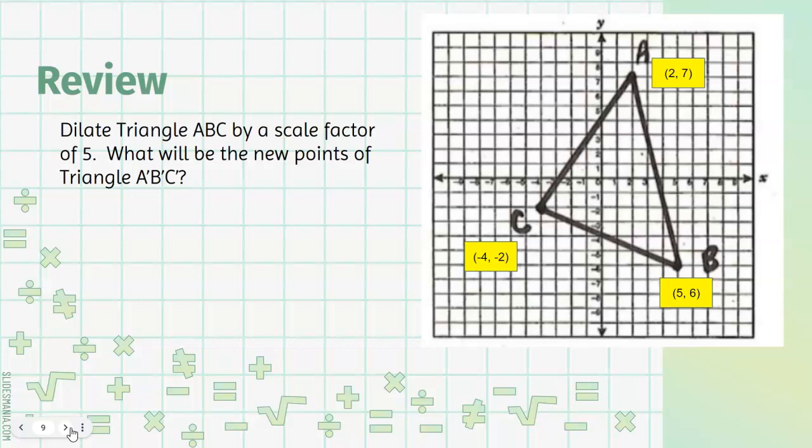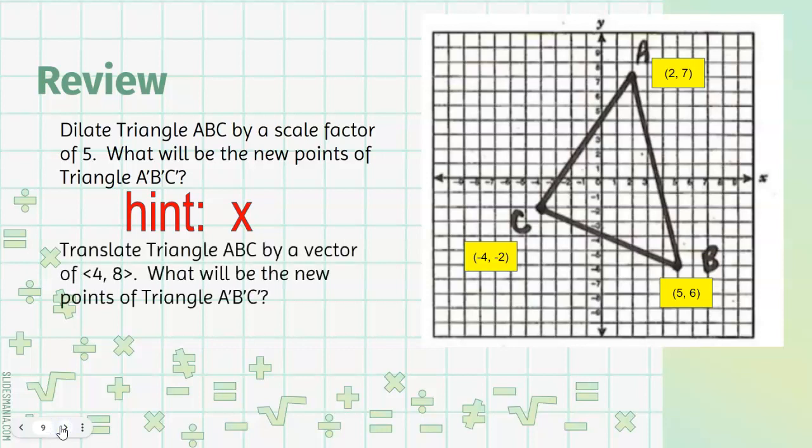So remember that when you dilate any shape by a scale factor, you will be changing the size of it. And in order to do that, remember you have to multiply. So if I would take points 2, 7 for letter A, knowing that this is my scale factor of 5, I'd have to multiply 2 by 5 and 7 by 5. 2 times 5 is 10. 7 times 5 is 35. So we're just multiplying. And we would do that for every single point.